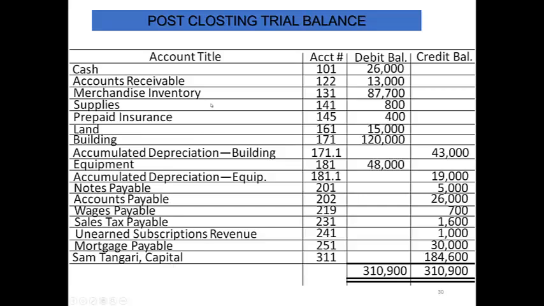So you will technically have cash as your first account and then capital as your last account. And make sure that this is your final capital figure over here, or your trial balance will not balance out. So we should be getting these from the general ledger once we've posted all the closing entries.